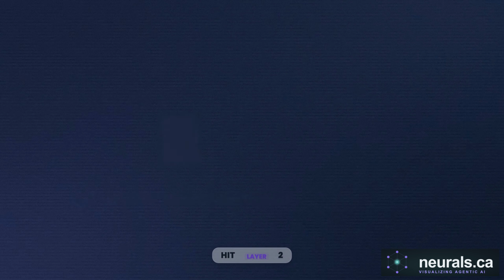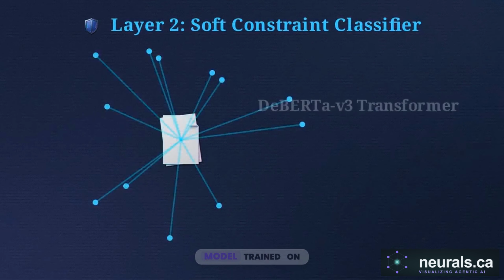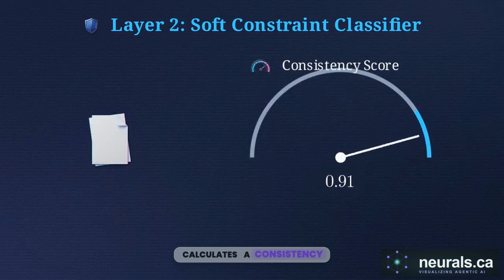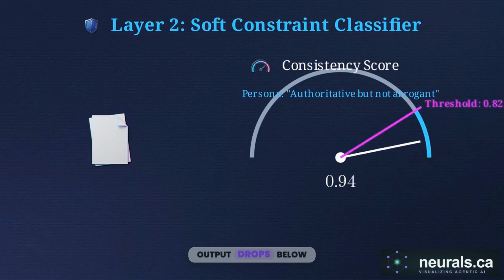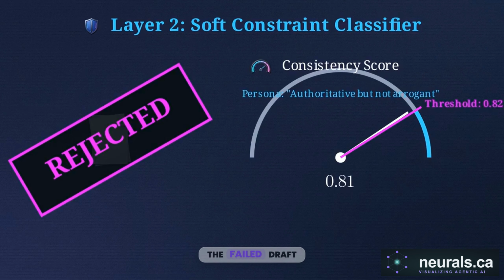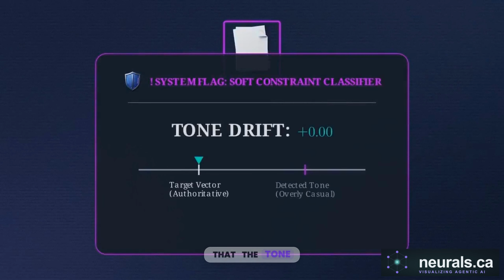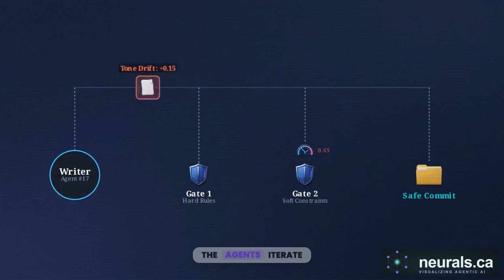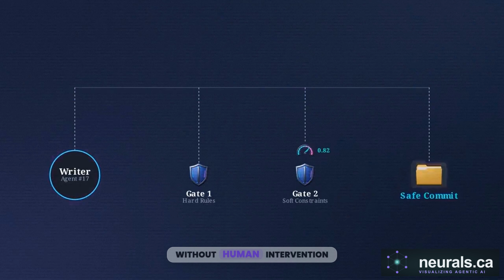Drafts that pass the rules then hit Layer 2, a soft constraint classifier. This is a fine-tuned DeBERTa v3 model, trained on 50,000 human-approved marketing snippets. This layer calculates a consistency score. It ensures the tone is authoritative but not arrogant. If the output drops below a threshold, say 0.82, the system triggers a rejection. The failed draft is bounced back with a specific gradient of failure, informing the writer agent that the tone drifted 0.15 toward being overly casual. This creates a bounded retry loop. The agents iterate until the content clears both layers, converging on a safe, compliant draft without human intervention.